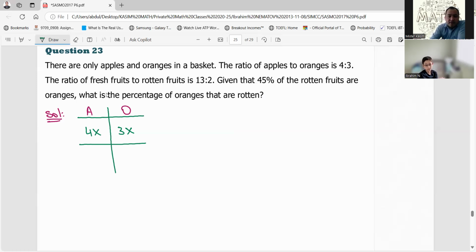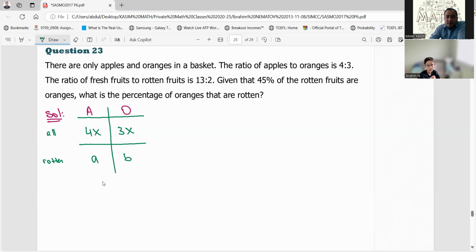Another thing is the ratio of fresh fruits to rotten fruits is 13:2, right? So suppose here we have all, and this one is rotten. How many rotten apples do we have? I don't know. Let's say it is a. How many rotten oranges do we have? Let's say it is b.